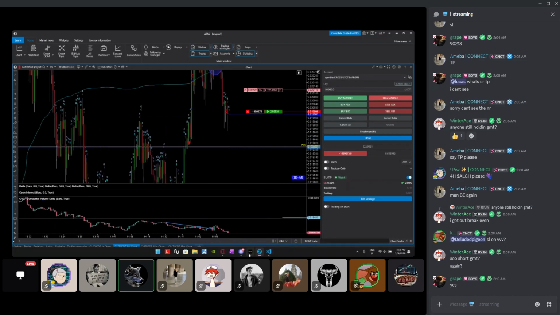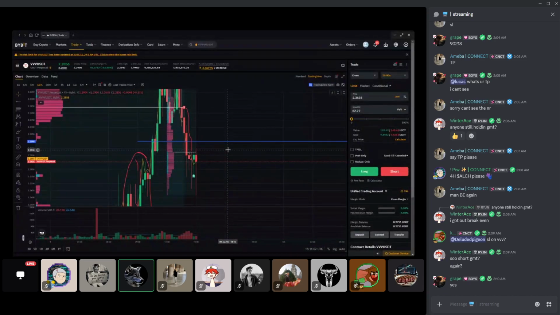SL on VVV. What's your entry? I would put my stop loss right above the candle here on the 15-minute, like here above this high.